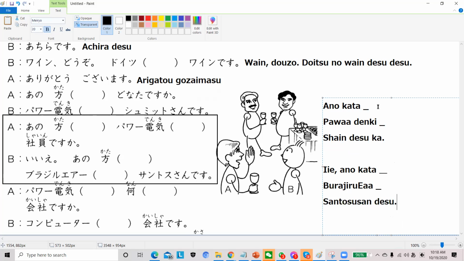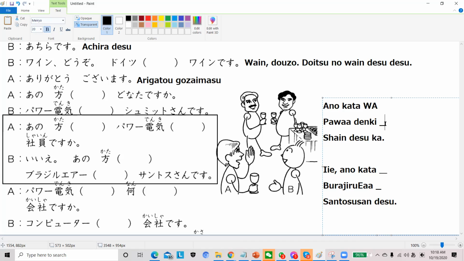Okay, so again, they are speaking to each other, so they are both far from A and B, right? So now, what will happen in this case? What will be the particle? Anokata wa. Okay, that will be the topic. And this one, Pawa Denki no shain desu ka?